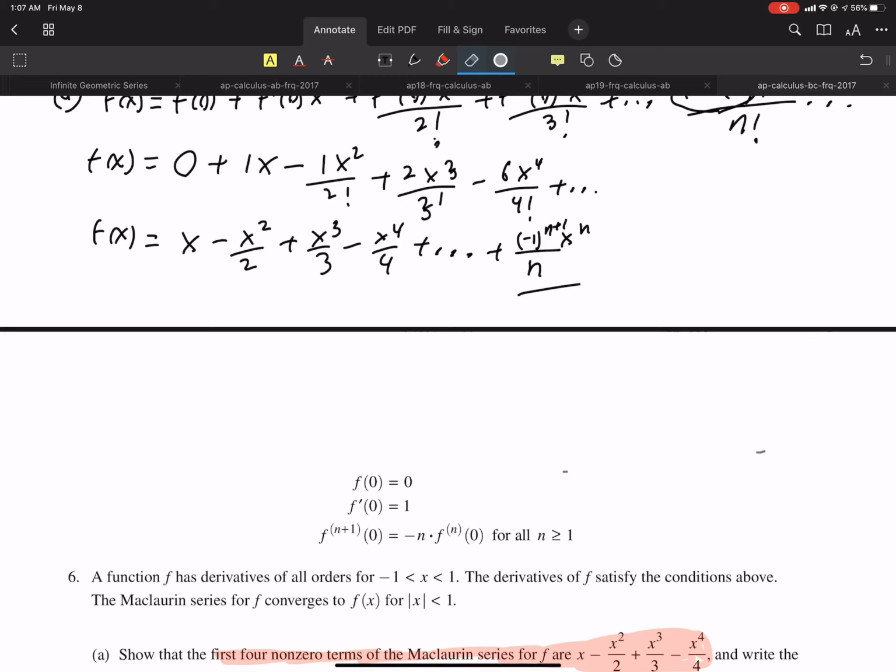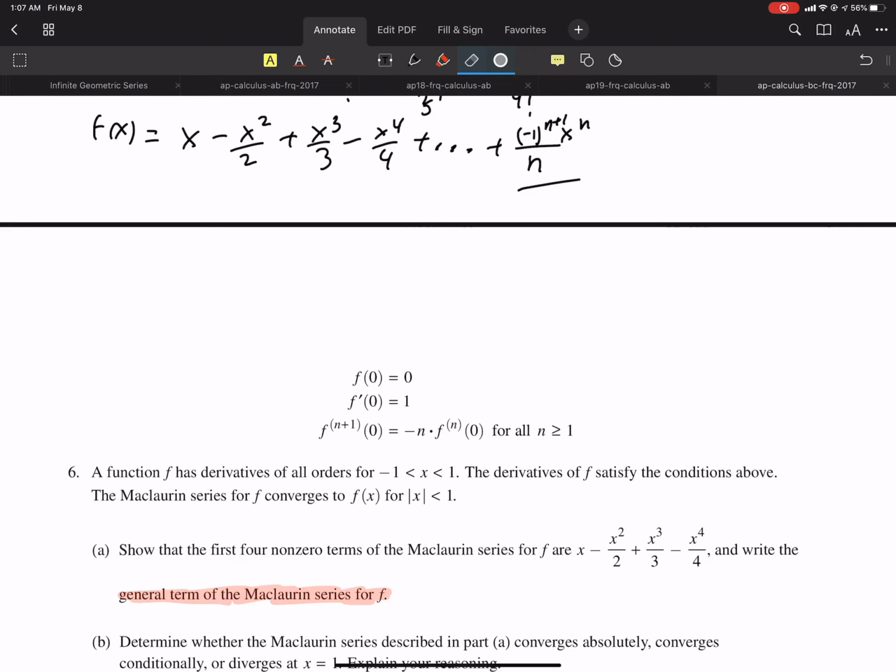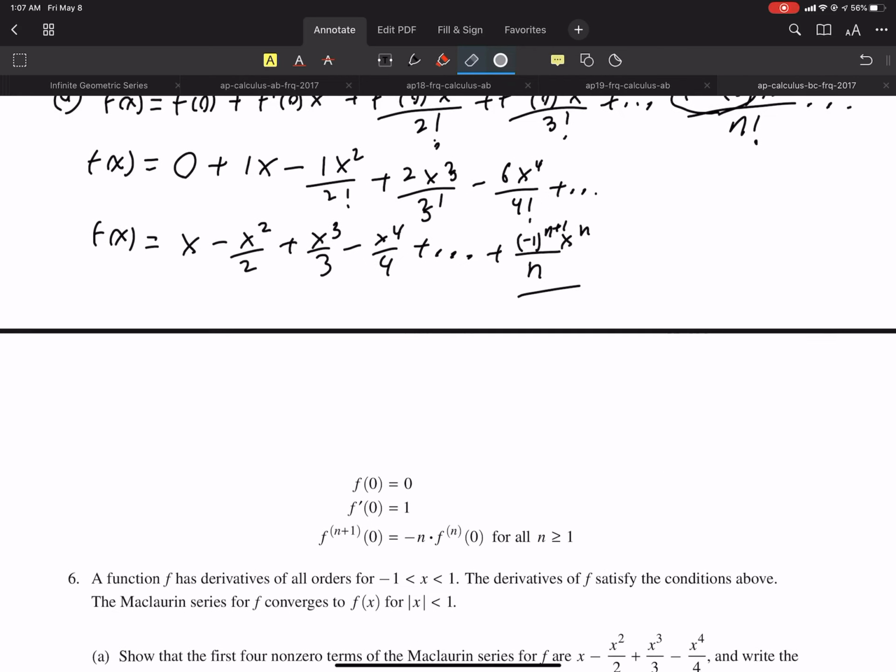So absolute convergence, what does that mean? Absolute convergence means if the absolute value of your individual terms, when you take that series, converges, then it converges absolutely. But if the absolute value doesn't converge, but the alternating series does, then you have a conditional convergence.